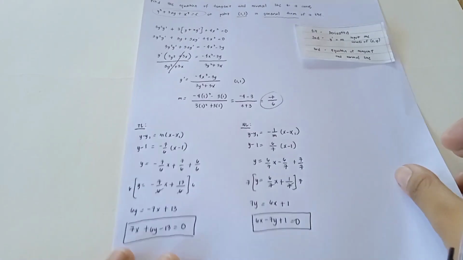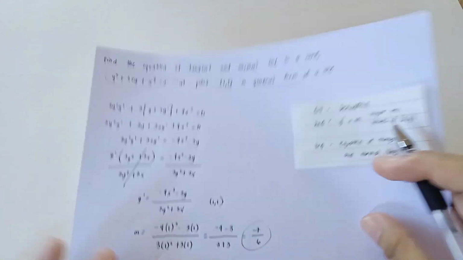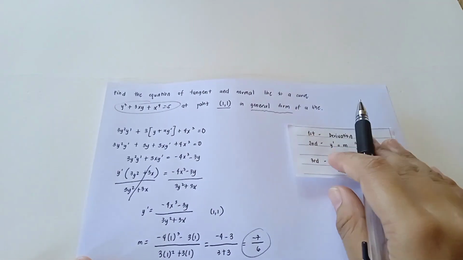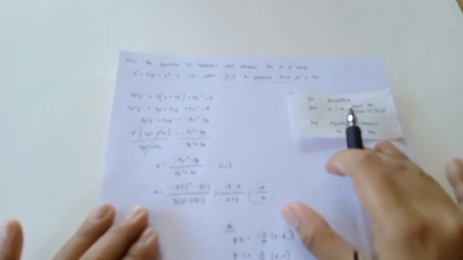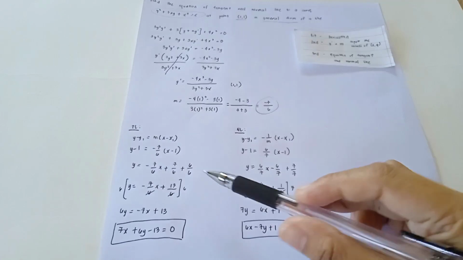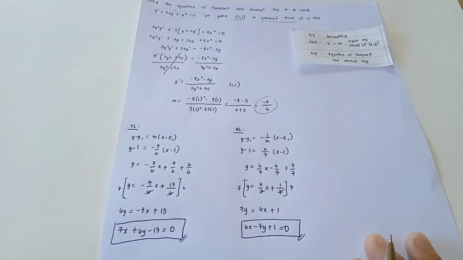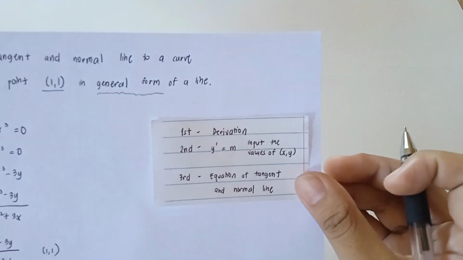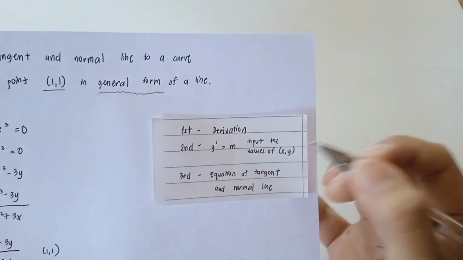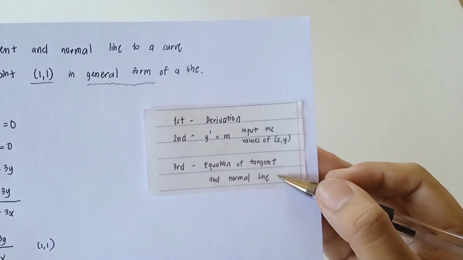Yay! Now let's review the 3 steps we performed in our second example. First, we derive it. Check. Second, the slope. Check. Third, we substitute the slope that we have to get our equation for the tangent and normal line. This one and this one. And that's it for our example number 2. Good job, everyone. We solved those 2 problems so easily. Just by doing these 3 steps, we will surely have answers to our problem. So first, derive. Second, the slope. Third, the equation.